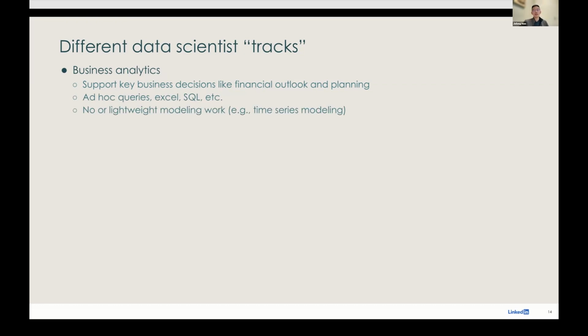And their goal is usually very close to the high level business. Basically, where is this business trending and what are some of the very top line problems?